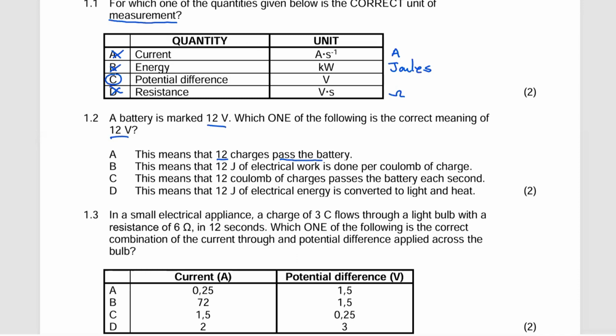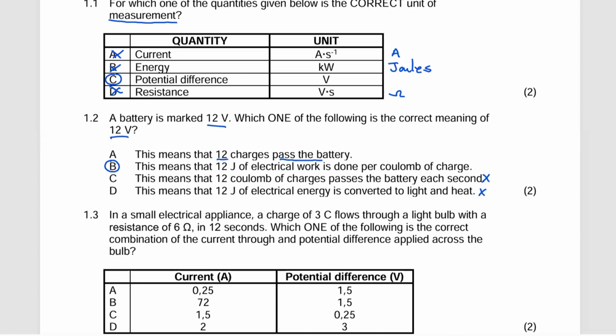Then it says here, this means that the 12 joules of electrical work is done per coulomb of charge. So this is our correct answer, which reads, this means that the 12 joules of electrical work is done per coulomb of charge. Then 12 volts again there. Regarding the 12 volts, option C reads, this means that 12 coulomb of charges pass through the battery each second, which is also wrong. Then D, this means that 12 joules of electrical energy is converted to light and heat.